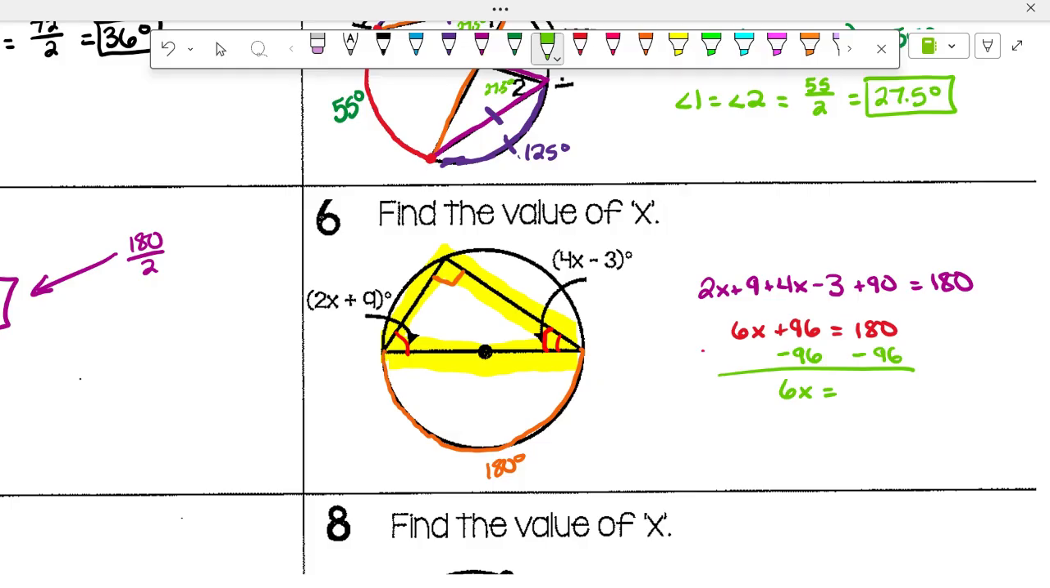$84. And then divide by 6. X is equal to 14.